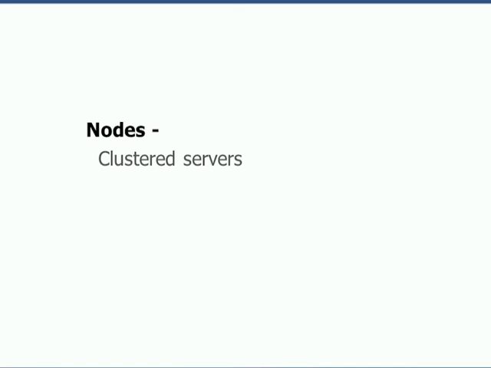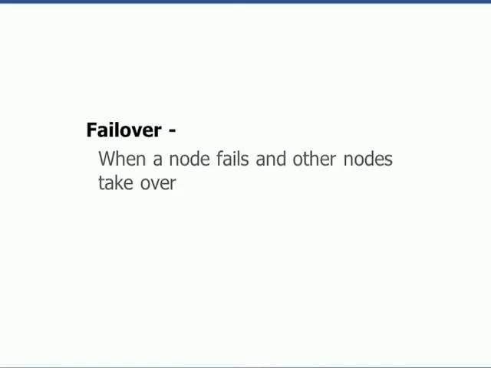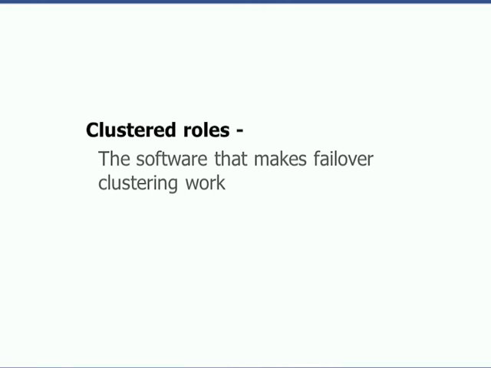First off, you've got nodes. Nodes are the cluster servers. In other words, these are the Windows Server 2012 hosts that are participating in the failover cluster. Then you've got failover. Failover is when a node fails. So one of those physical servers fails and other nodes take over for it. That's when a failover occurs. You've got cluster roles. Cluster roles are the software that make failover clustering work.